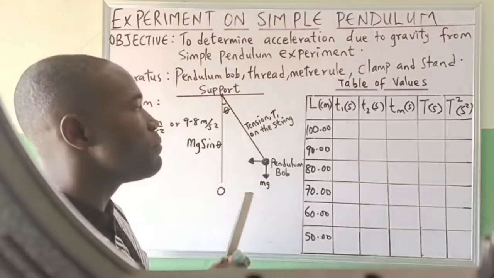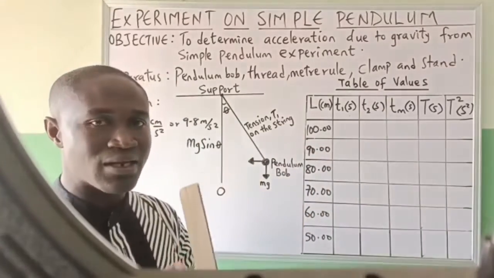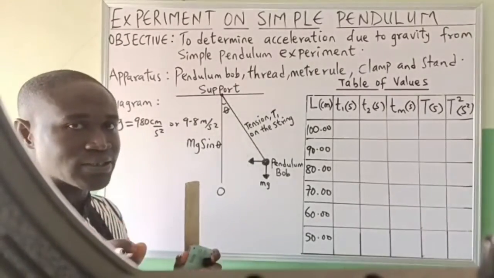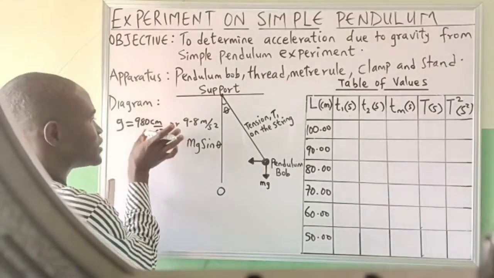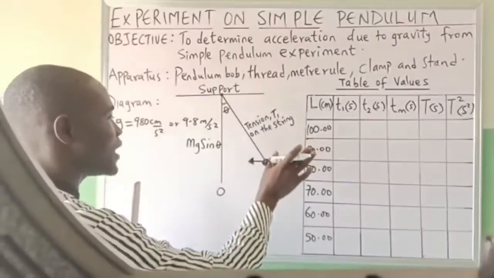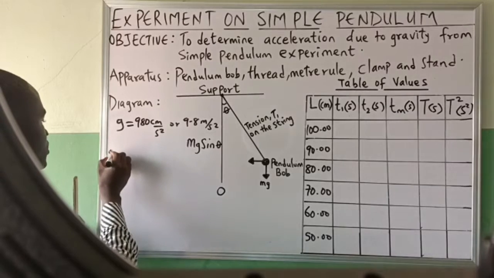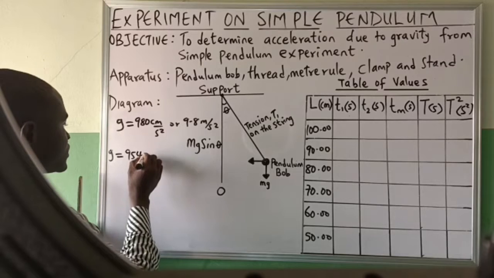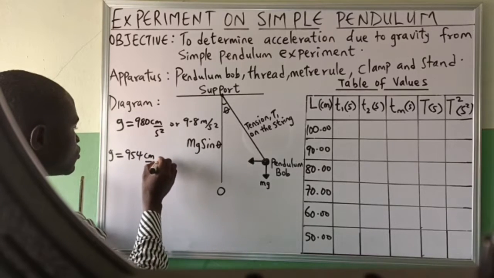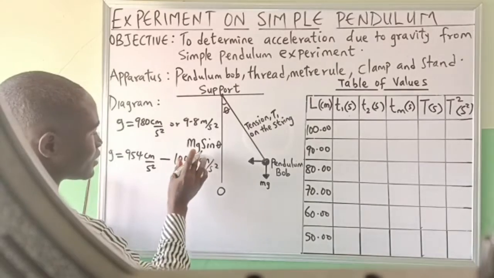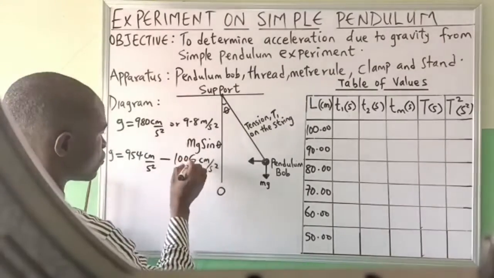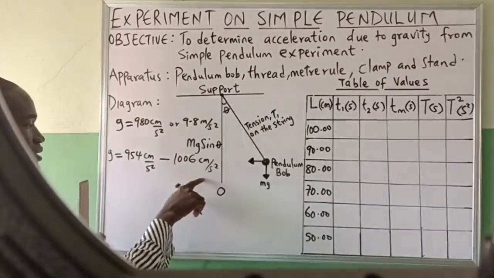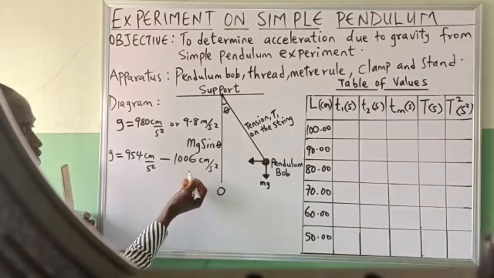That means when you perform this experiment live and direct, what you should be getting should be close to this value. If it is not exactly this value, the answer you will get should fall in this range: g equals 954 centimeter per second square to 1006 centimeter per second square. This is the range of value you are to get.